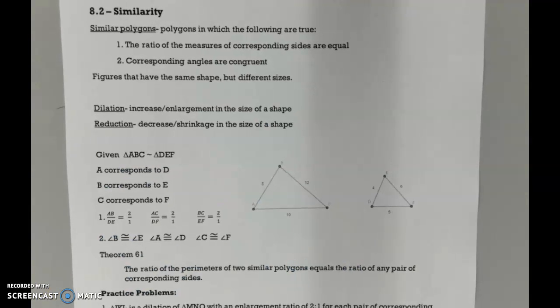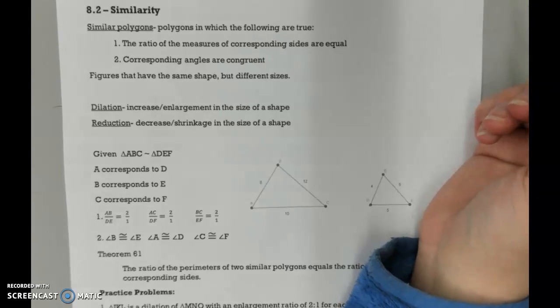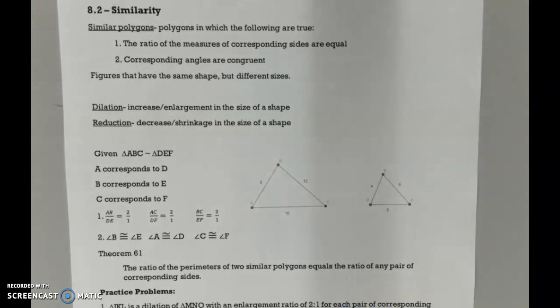We are going to move on now to 8.2, which talks about similarity. We're going to first talk about this with triangles. We have two things that are true in similar polygons. The first is that the ratio of the measures of the corresponding sides are equal. That means the ratio of each corresponding side of our polygon has the same ratio. The quotient of the two numbers is equivalent. They make an equivalent fraction. So that's our first feature. The second one is that our corresponding angles are congruent.